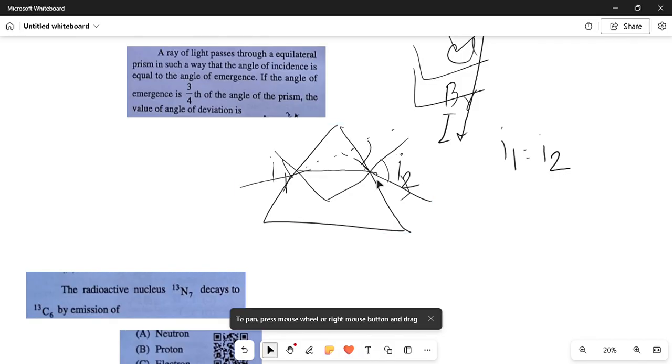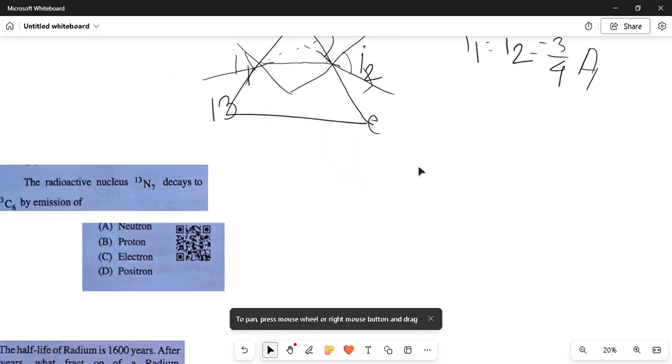If the angle of emergence is 3/4 of the angle of prism, if the prism is ABC, angle of emergence is 3/4 of angle of prism, which means I1 and I2 are each equal to 3/4 into A, and this is an equilateral triangular prism, so A is 60 degrees.